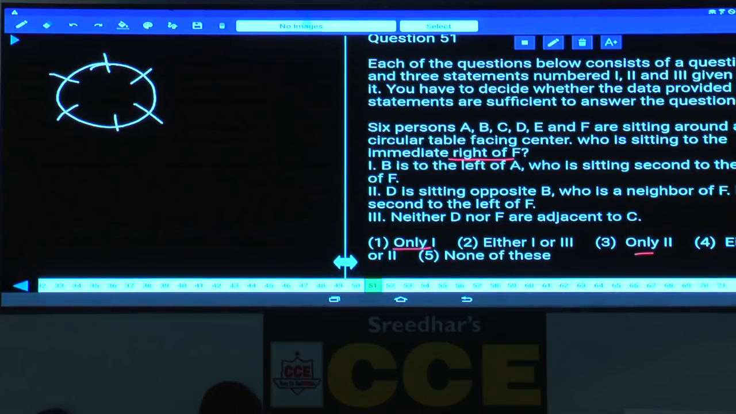Now I am going for condition number 1 alone. B is to the left of A, who is seated second to the right of F. Now let us take A is here, because all these persons are facing towards the center.